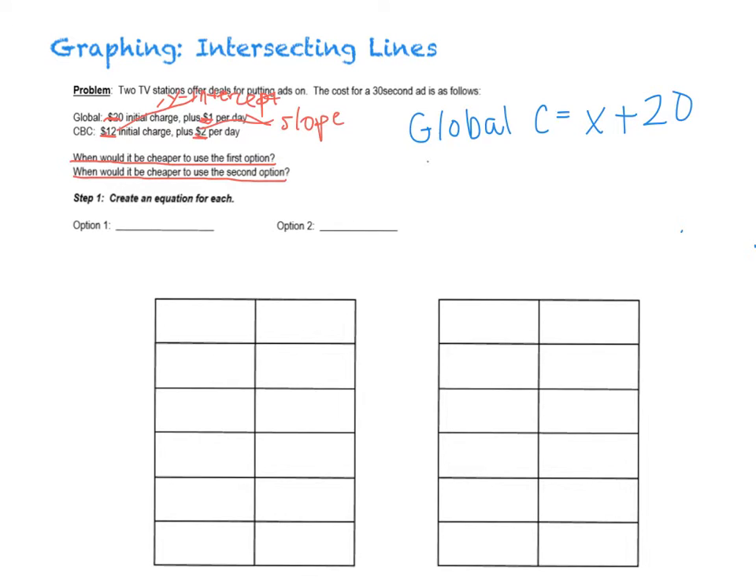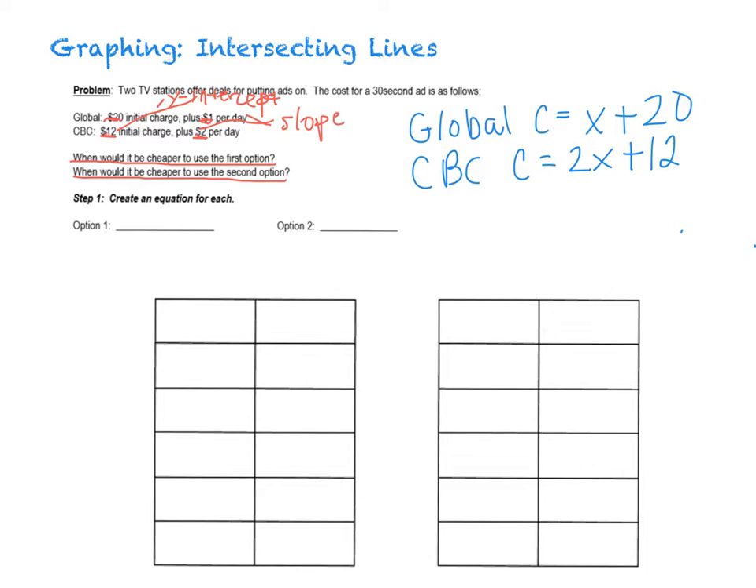And then for CBC, our equation is going to be cost equals, in this case, the slope is 2, so we write 2x, and the initial charge is 12, so we write plus 12. So now we have our equations. The next thing we can do is create a table of values.